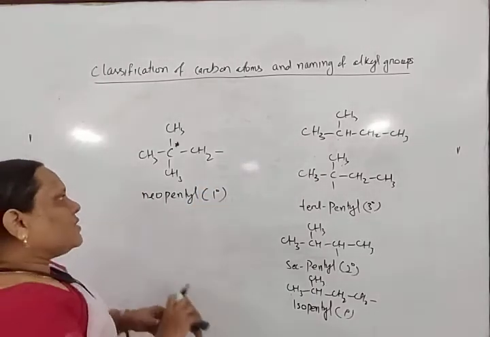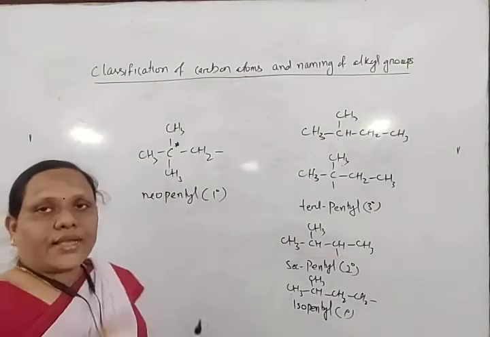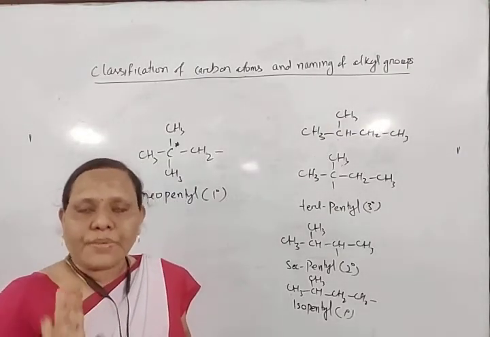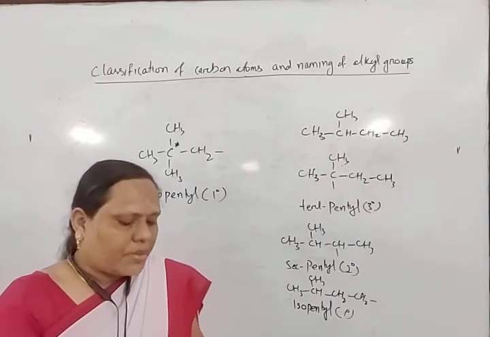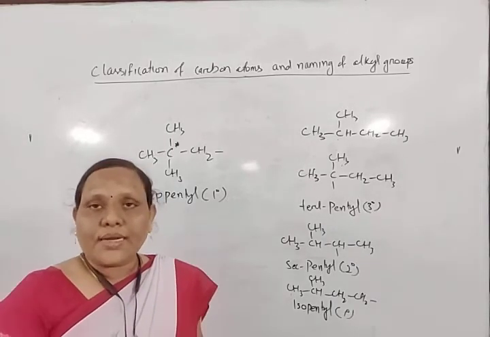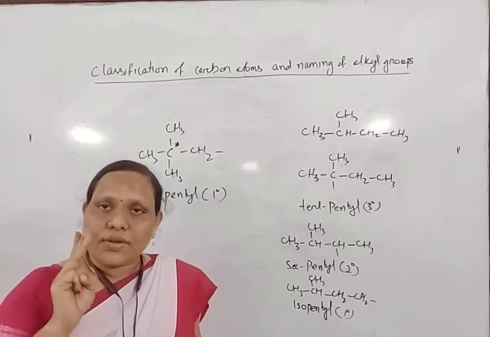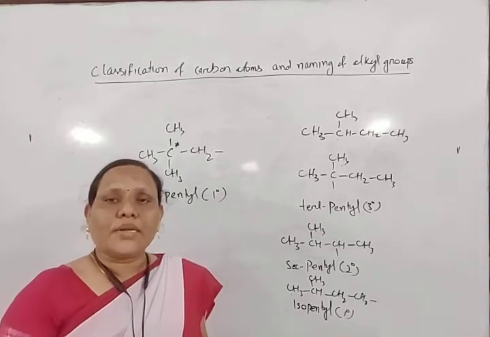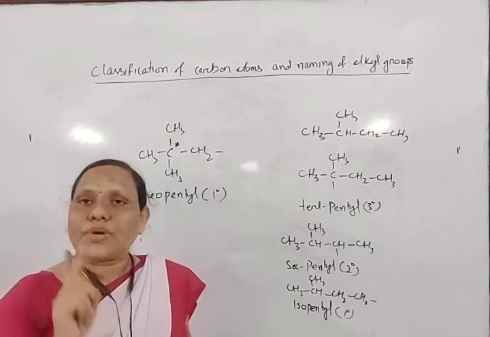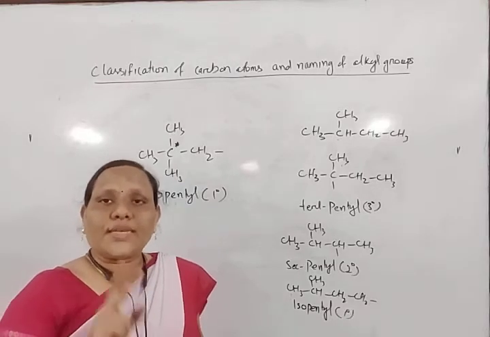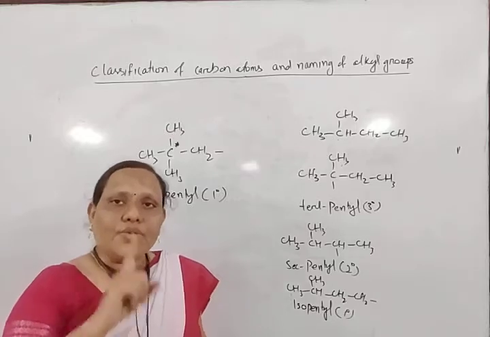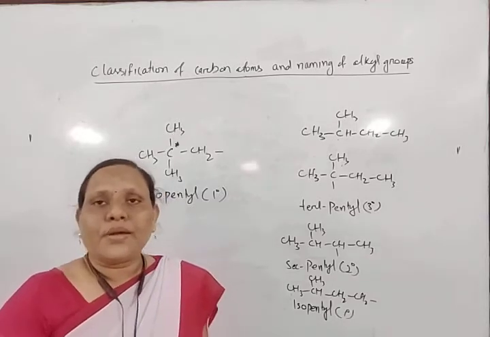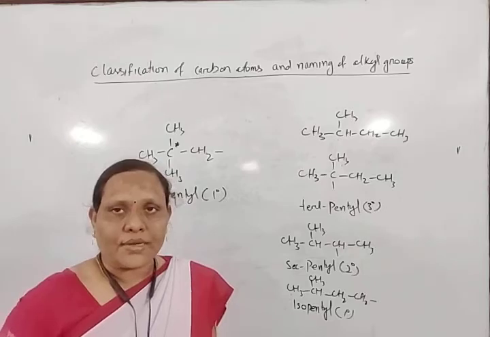Okay, so in this way, a carbon attached to four other carbon atoms is known as a quaternary carbon atom. A carbon atom attached directly to three carbon atoms is known as a tertiary carbon atom. If a carbon atom is directly attached to a maximum of 2 carbon atoms, that is a secondary carbon. If a carbon atom is directly attached to one carbon atom or no carbon atom, that is your primary carbon atom.